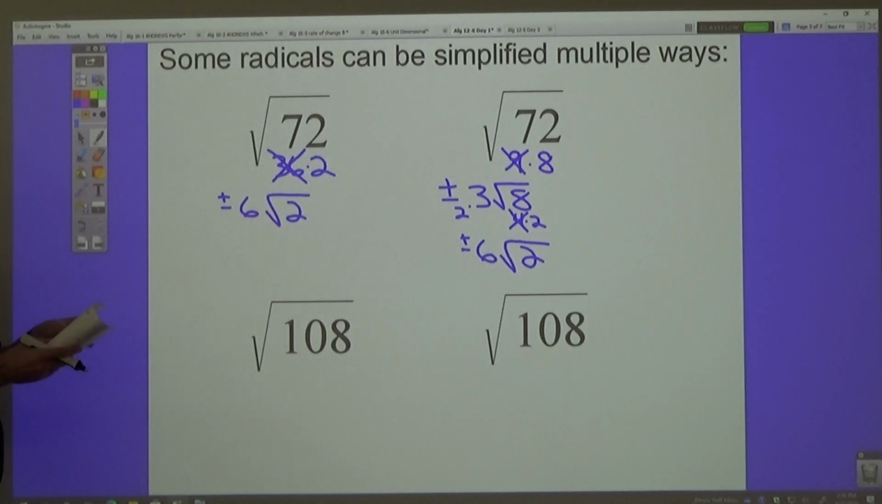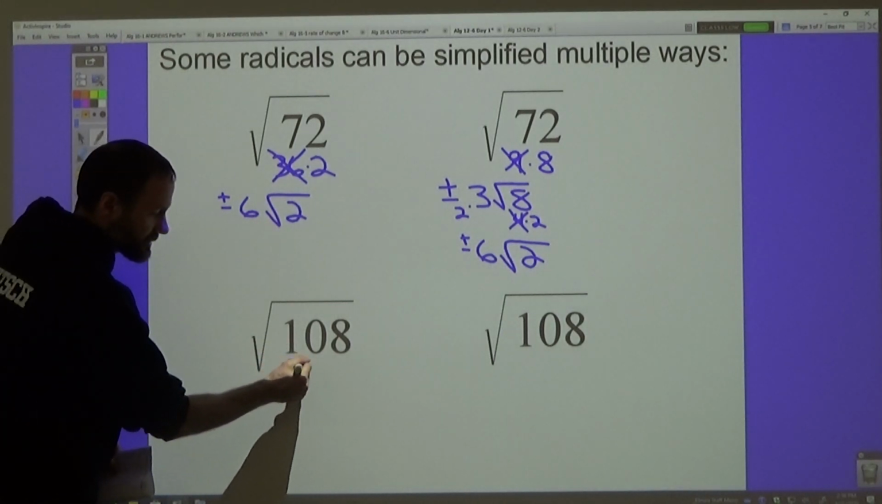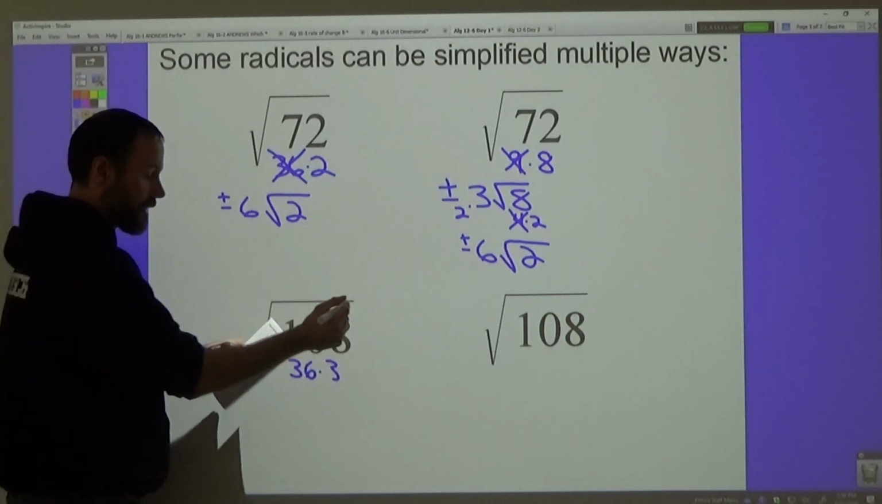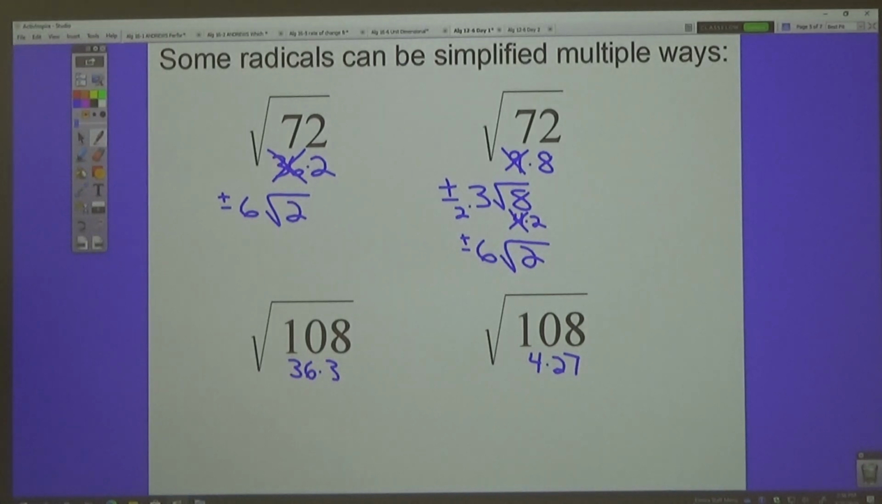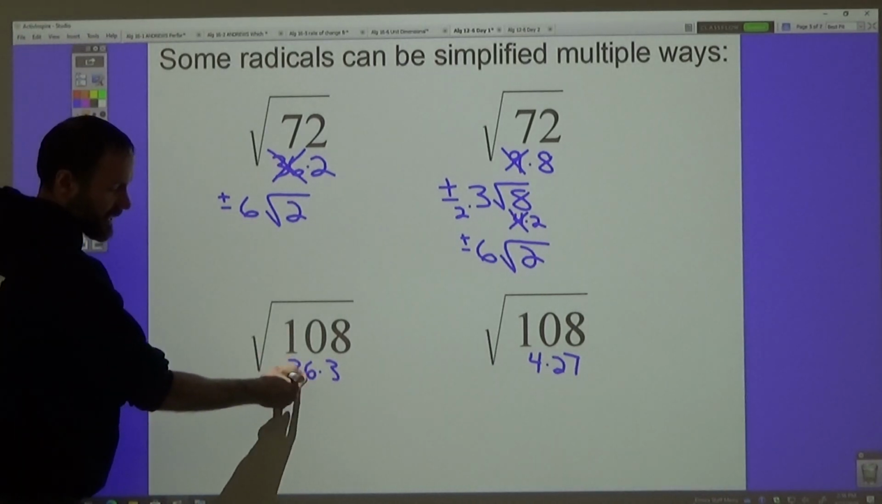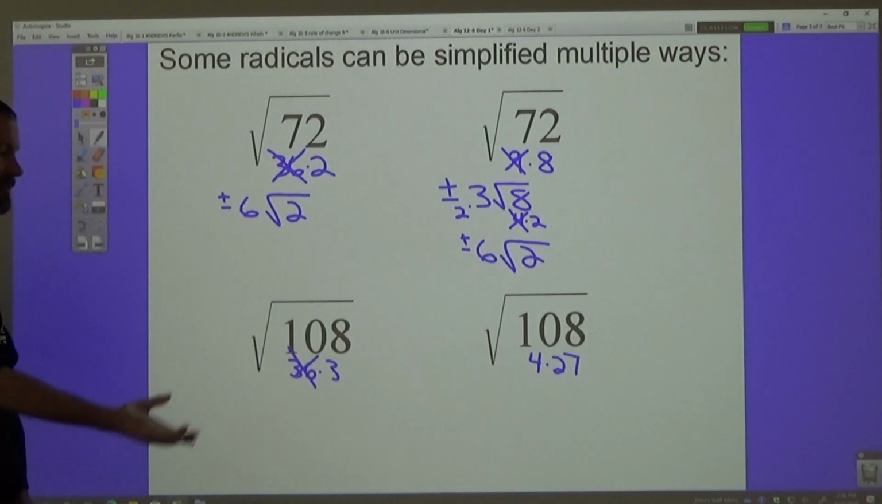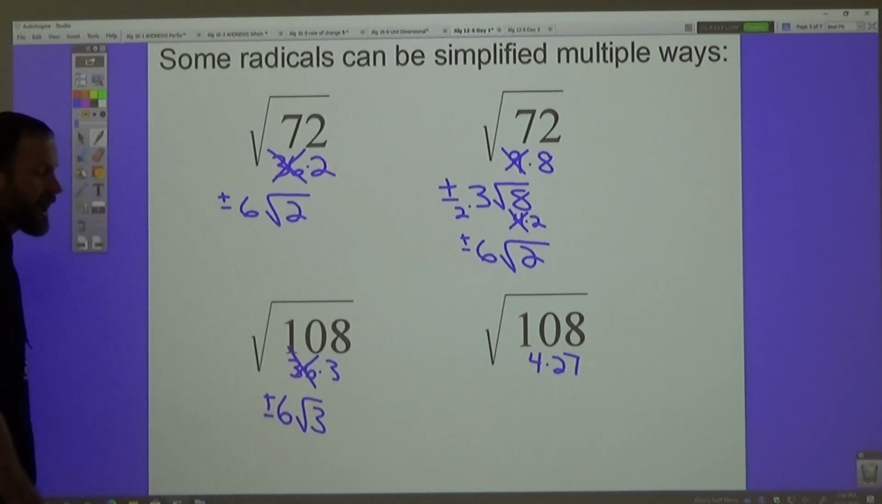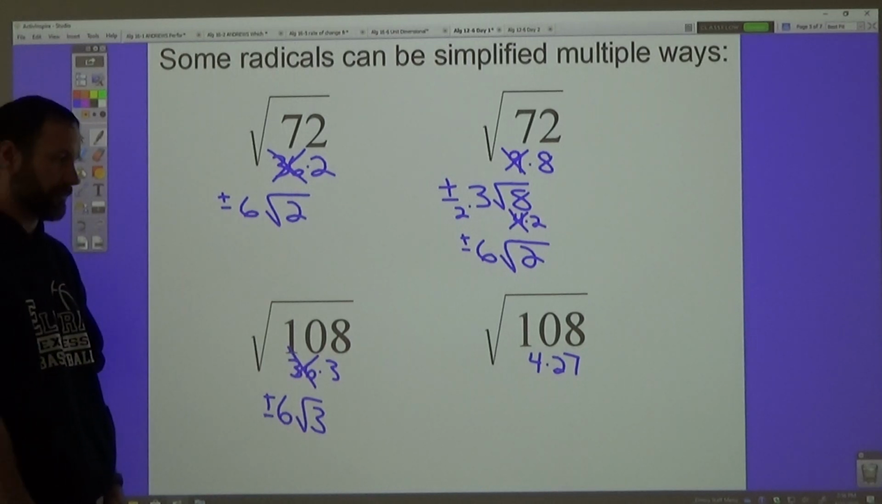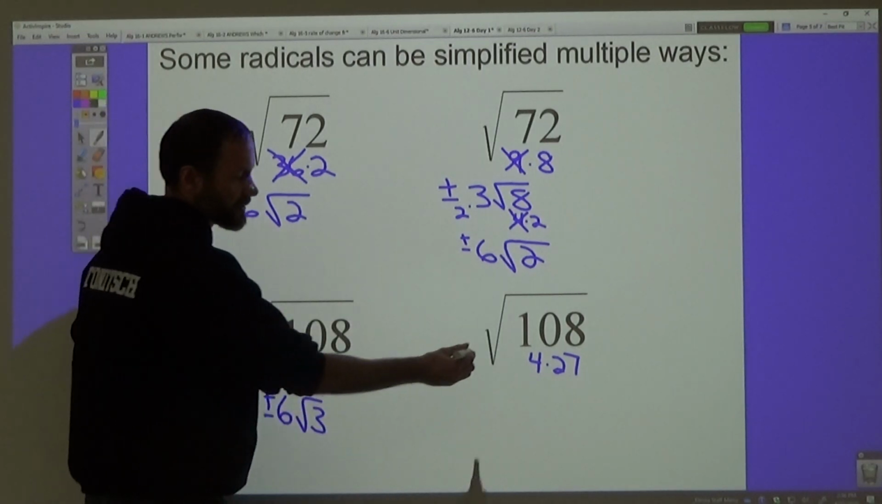What times what is 108? You could use 36 times 3, but you could also use 4 times 27. Both of those equal 108. 36 is a perfect square. Cross off the 36, bring out the 6, so you end up with 6 radical 3, plus or minus 6 radical 3. If you do it this way, 4 is a perfect square.